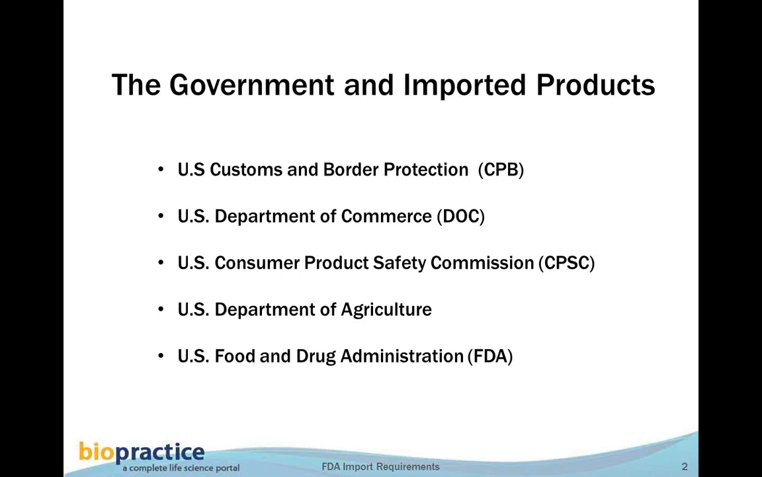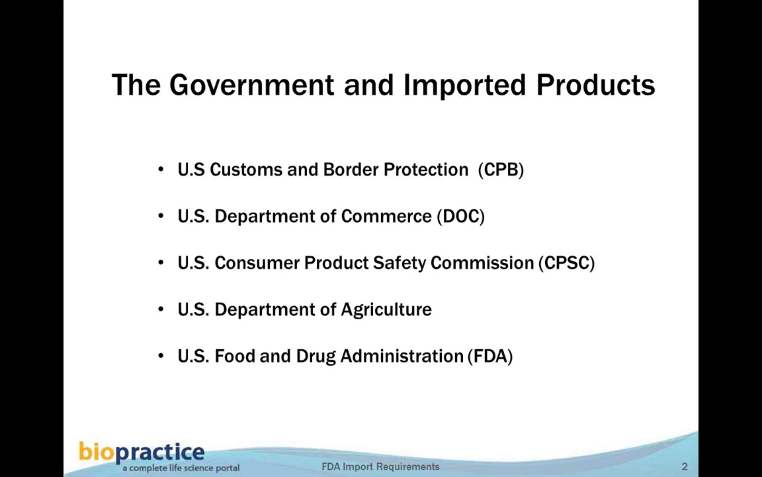The first thing I want to emphasize is the FDA is not the only government agency that importers have to deal with. The primary other one, other than FDA, is the U.S. Customs and Border Protection. CBP has offices at every major port around the country. They have many more offices than FDA does. And it's their computer system through which all the entries are filed, and we'll talk a little bit about that and how FDA interfaces with their computer system.